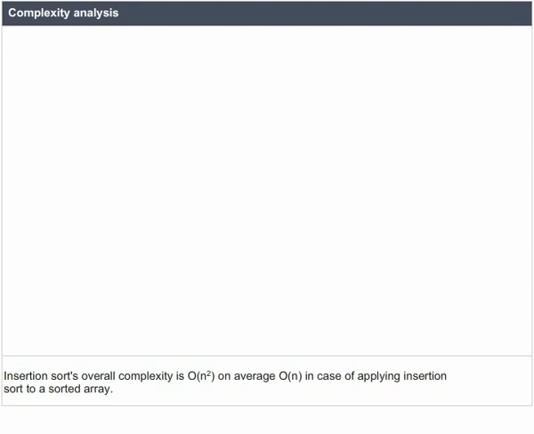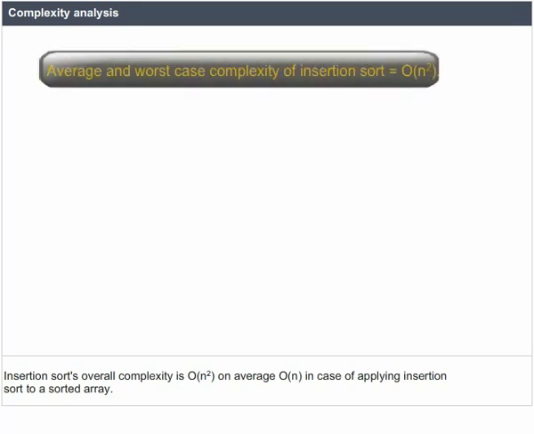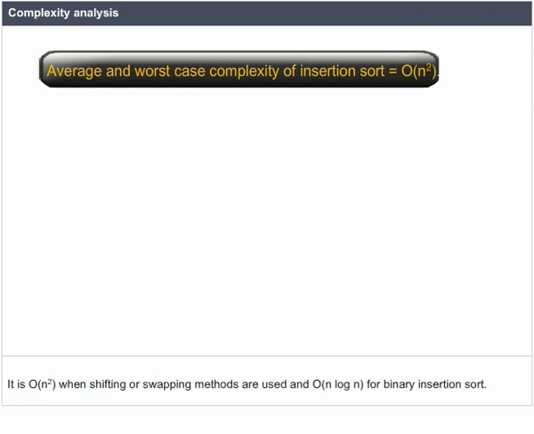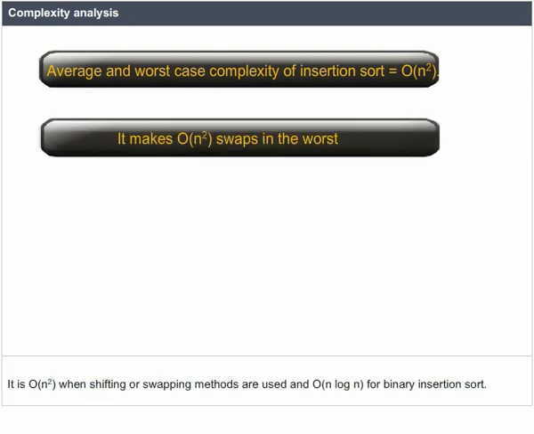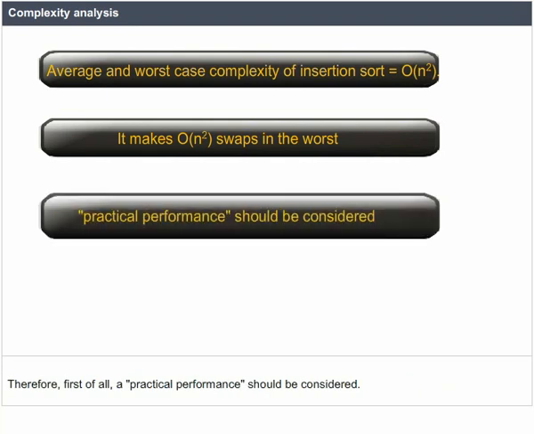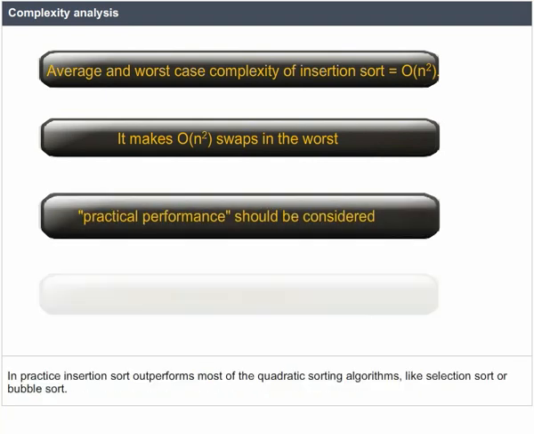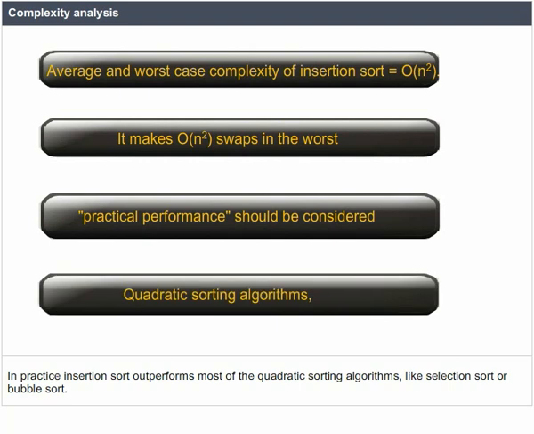Complexity analysis. Insertion sort's overall complexity is O of n squared on average. It is O of n in case of applying insertion sort to a sorted array. It is O of n squared when shifting or swapping methods are used, and O of n log n for binary insertion sort. Therefore, first of all, practical performance should be considered. In practice, insertion sort outperforms most of the quadratic sorting algorithms like selection sort or bubble sort.